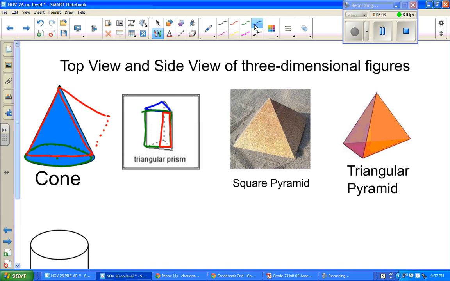Moving on to the square pyramid. If we're looking at this pyramid from the top, all we're going to see is a square. It's kind of hard to see the back side of the pyramid, but you do have a square. And you're going to have a dot where the apex of the triangles meet, and you're going to have lines coming from the dot going to the corners, which kind of make it end up looking like an envelope.